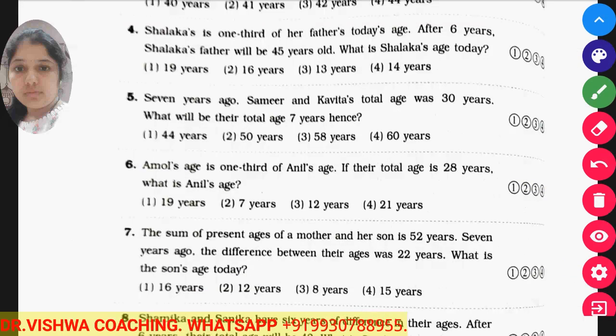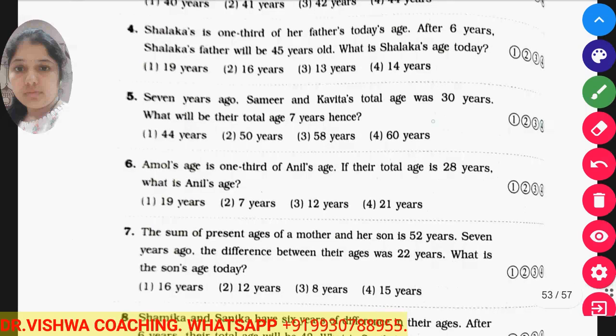2 times you have to add 14 because before 7 years ka total age is given by them, and after 7 years total age is asked by them. Now Amol's age is one third of Anil's age. If their total age is 28 years, then what is Anil's age?